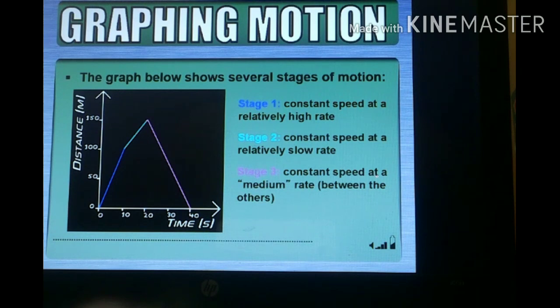So there are 3 stages which you should know. Stage 1 is traveling with constant speed, at a relatively high rate. You will see that it is traveling with constant speed, but the speed is more. In stage 2, you will see that it is slightly inclined, meaning it is traveling with constant speed, but relatively slower. In the third stage, you will see that it is moving towards the origin. Constant speed at a medium rate as it is traveling towards the origin.